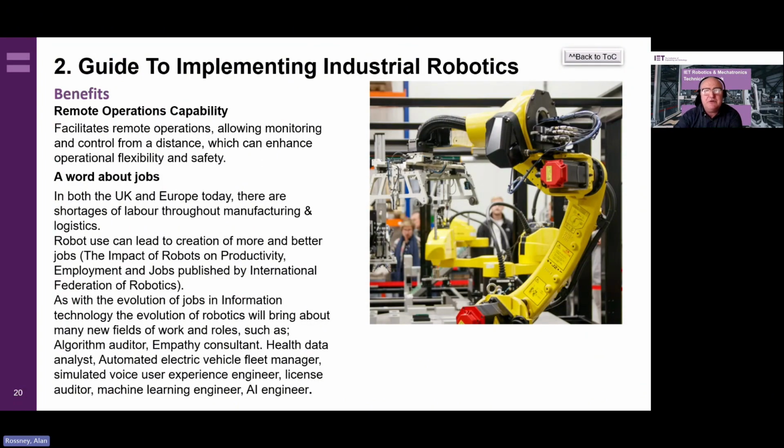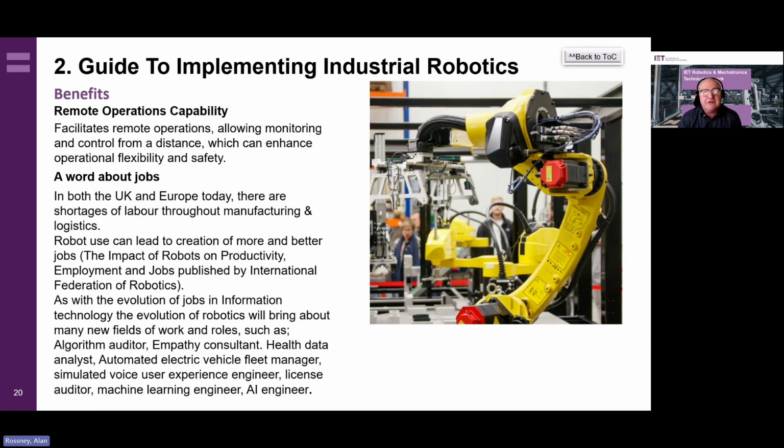There's also often a perception that the use of robots leads to job losses. I mean, this has been proven not to be the case, with some studies reaching the conclusion that robots actually lead to creation of other jobs and better jobs, such as one of those publications, the impact of robots on productivity, employment and jobs. And that was published by the International Federation of Robotics, of which BARA would be a member, along with ABB and KUKA and many others.